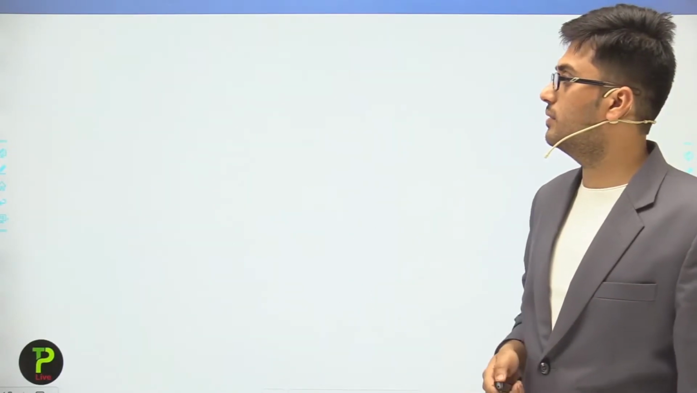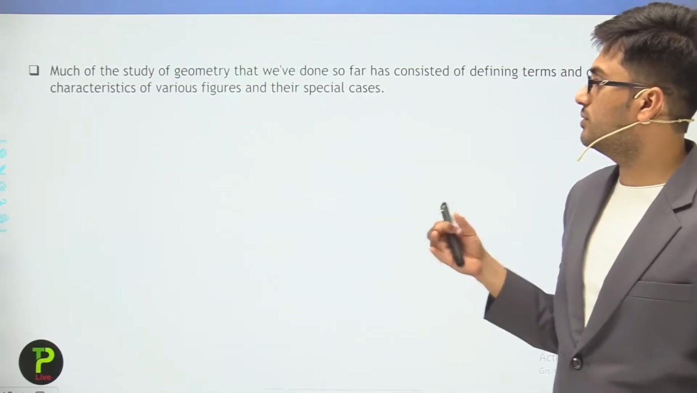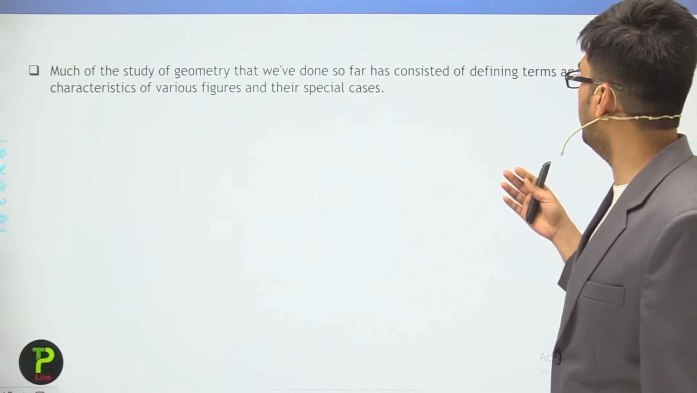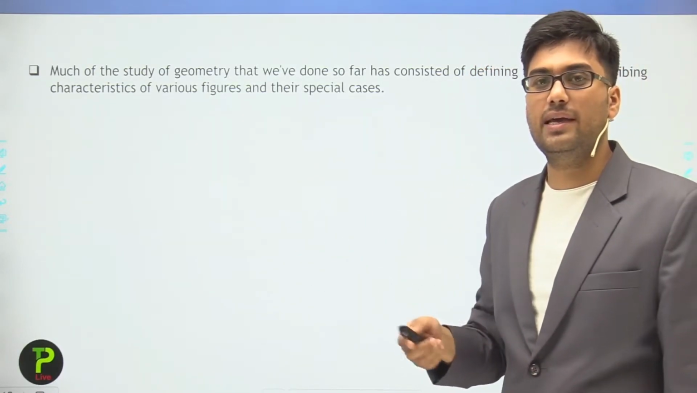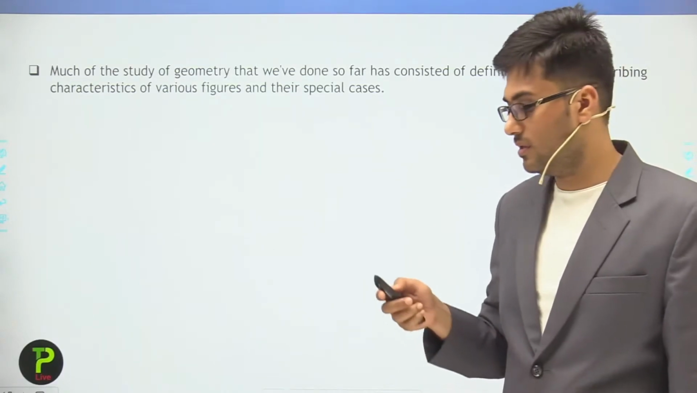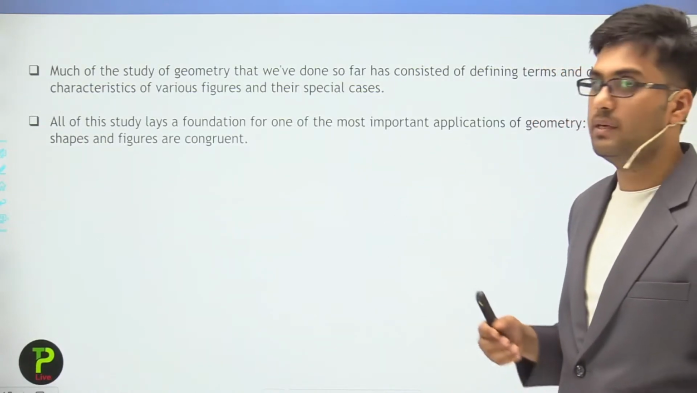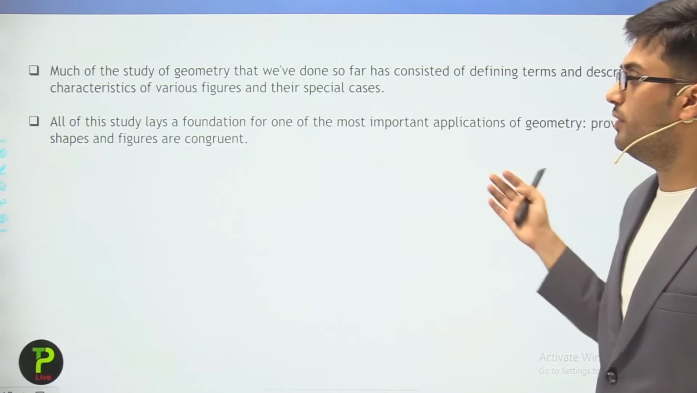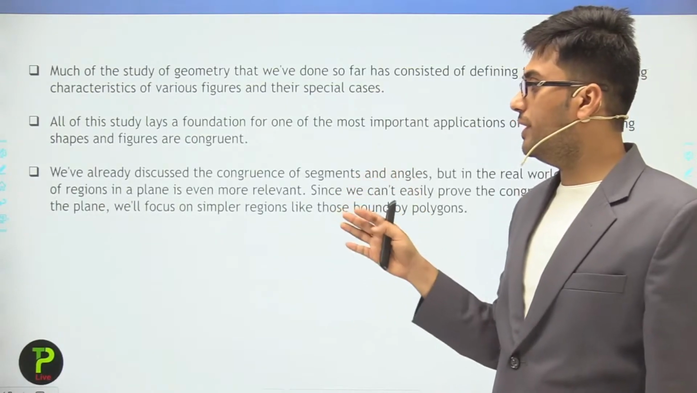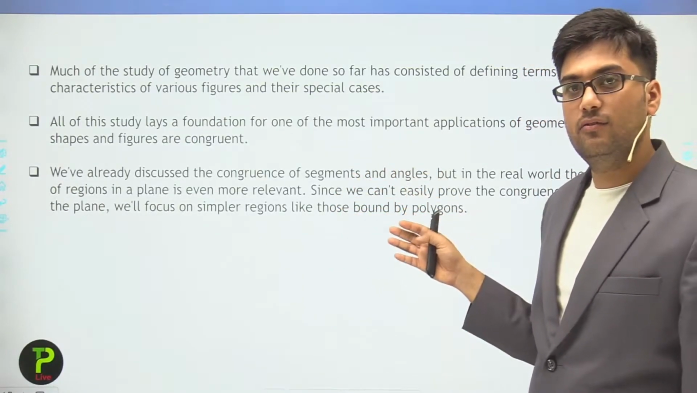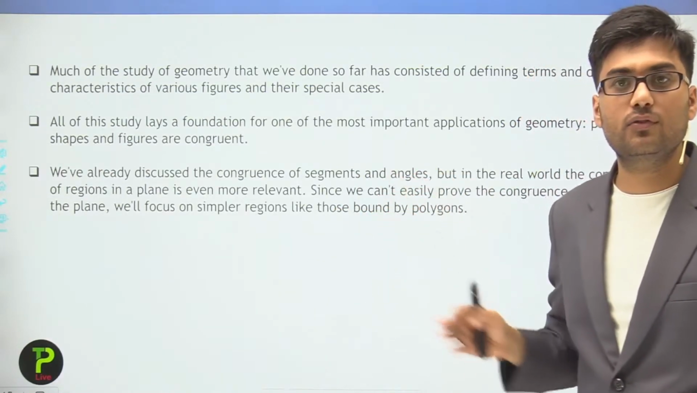Now students, much of the study of geometry that we have done so far has consisted of defining terms and describing the characteristics of various figures and their special cases, such as lines, line segments, equal lines, equal angles, etc. All of this study lays a foundation for one of the most important applications of geometry, proving whether shapes or figures are congruent or not. Clear? We have already discussed the congruency of segments, shapes, line segments, and angles.